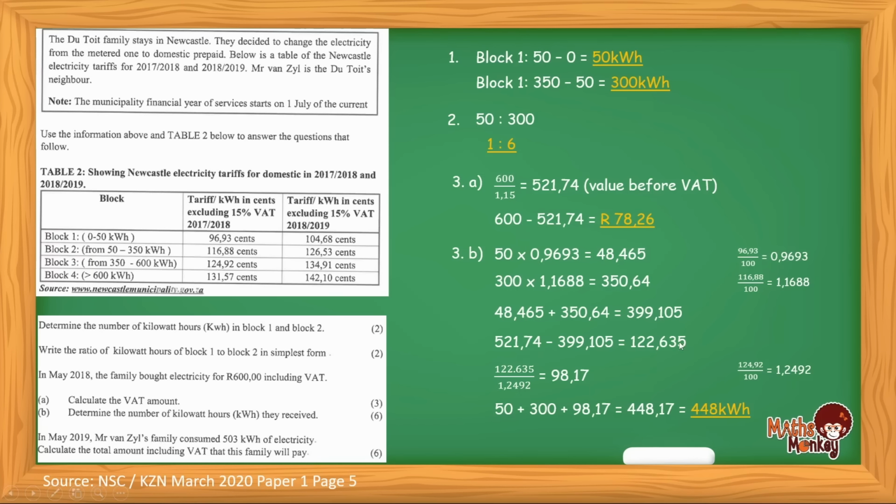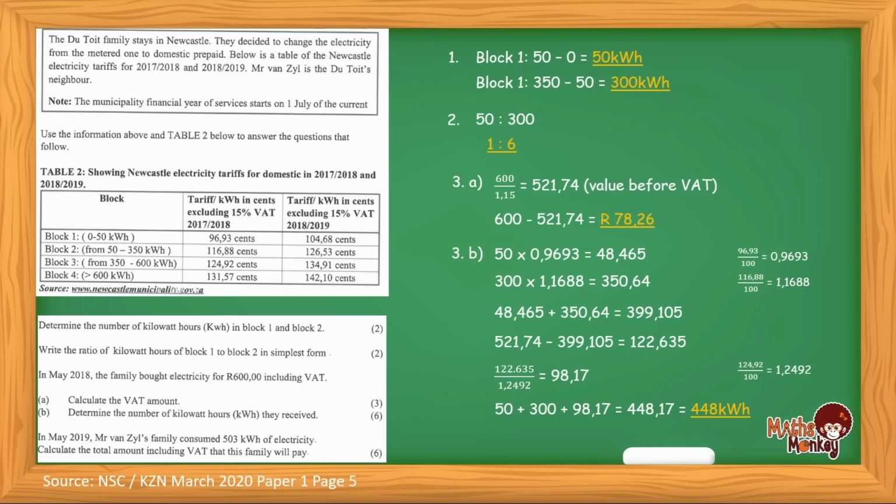Now remember that this value is actually only the 521.74, and I got that amount of units, but then the VAT was added, and that's how I got the whole value of 600. Essentially, this is how you work when you have the cost and you want to work back to find out the units.